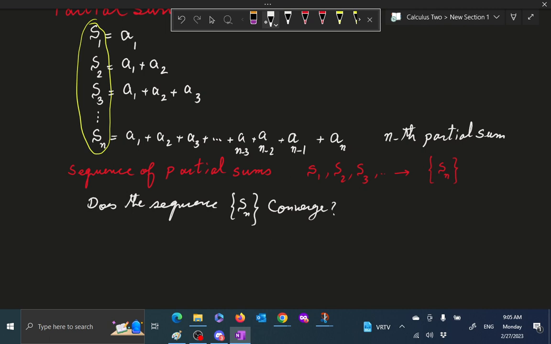If it does, we write it like this. We say, so what was Sn? Sn was the sum of all these A's. And as n goes to infinity, what do we get? We get a sum of infinitely many terms. We are going to say the sum of A sub n from 1 through infinity converges.